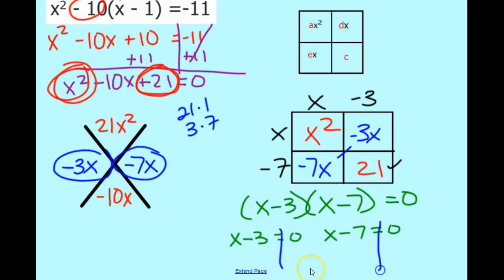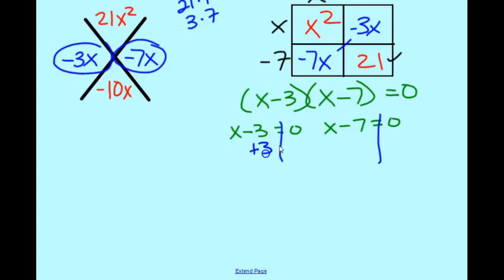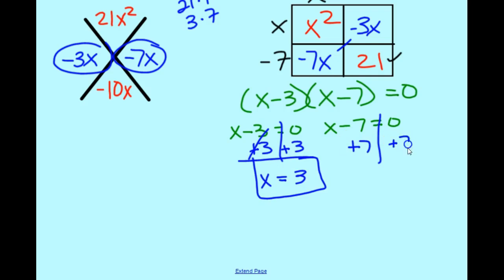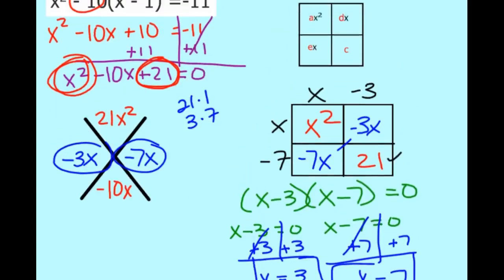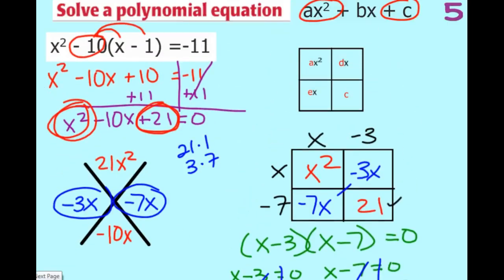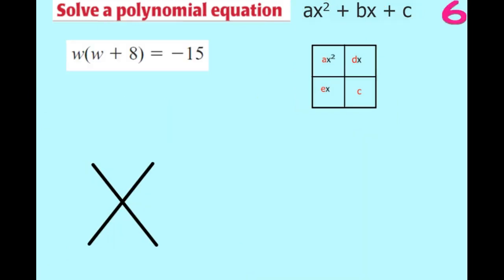So if I solve these, add 3. Well, 0 plus 3 is just 3. And add 7. X is 7. That's it. We did that one a little bit more complex, but same steps.